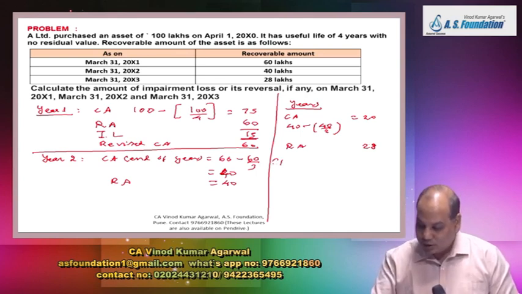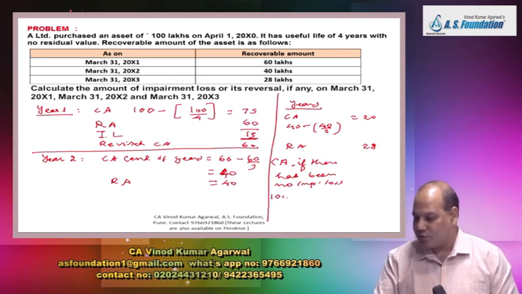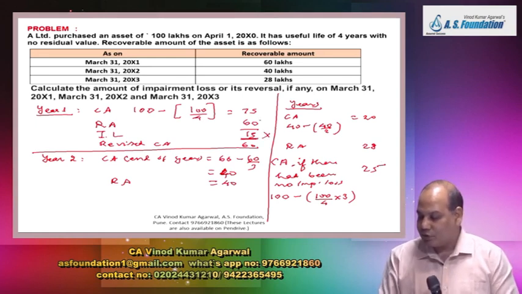Check. Carrying amount, if there had been no impairment loss. If you would not have provided impairment loss today, the carrying amount will be 100 minus 100 by 4 into 3. That is 75 you would have provided depreciation. So 25 will be the carrying amount. If you would not have provided this impairment loss here, today this asset's carrying amount will be 25.